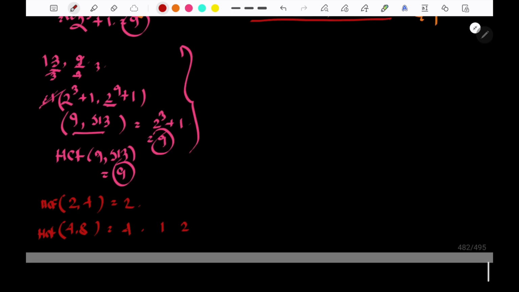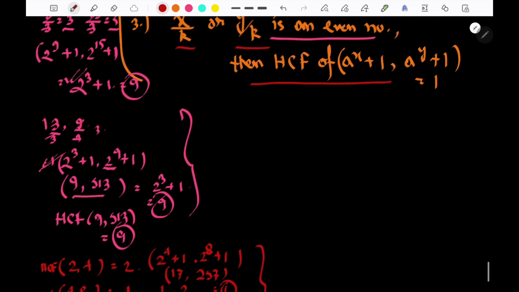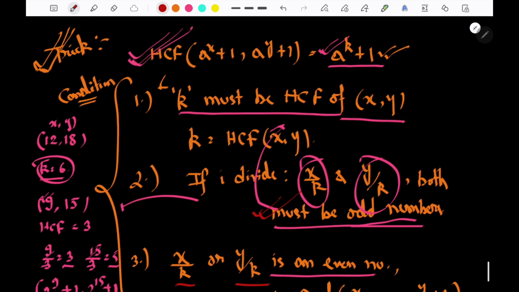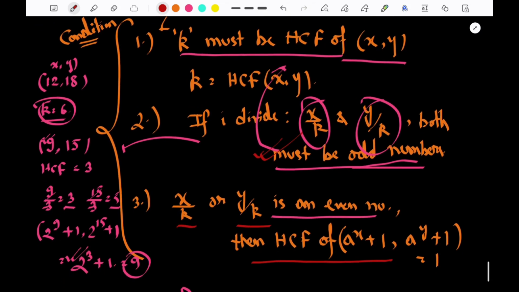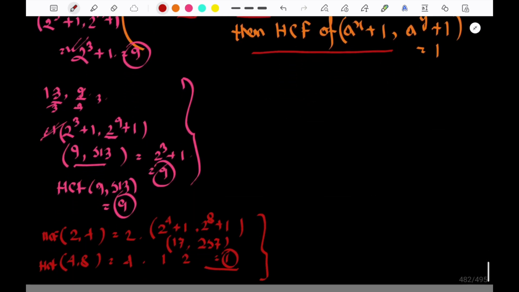Again let's choose 2 to the power 4 plus 1 and 2 to the power 8 plus 1. What will be the HCF? So what will be the value? This will be 17 and this will be 257. It's not divisible by any of the numbers. So HCF will be 1 in this case. It means if one is odd, another is even, again the HCF is 1. If both are even, then again the HCF is 1.